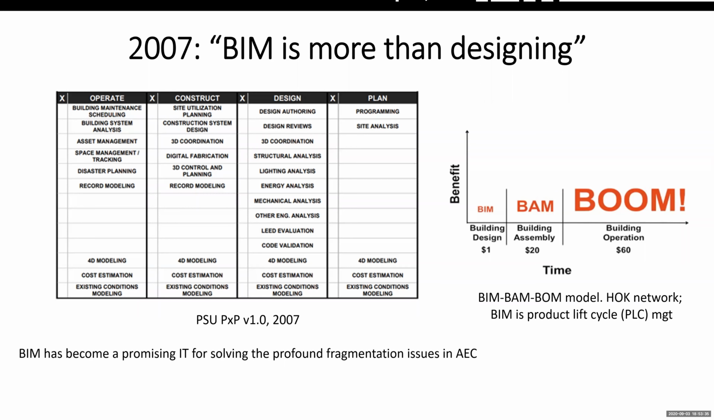So after that, in 2007, BIM became a promising IT solution to solve the profound and long-lasting fragmentation issues in the AEC industry. Similarly, HOK Network also proposed a concept called the BIM, BAM, BOM model. BIM is for design, BAM is for building assembly, which is the construction, and BOM is for building operation, to support product lifecycle management. So after 2007, we know BIM better. BIM is more than a design program. BIM is actually an information management program for everything that you could have in a product.